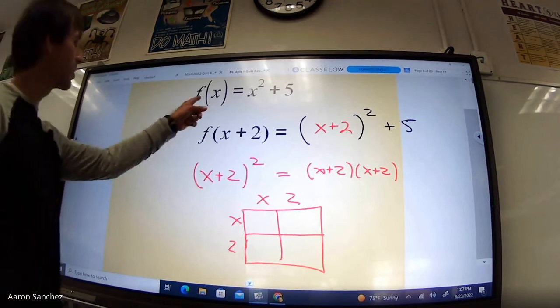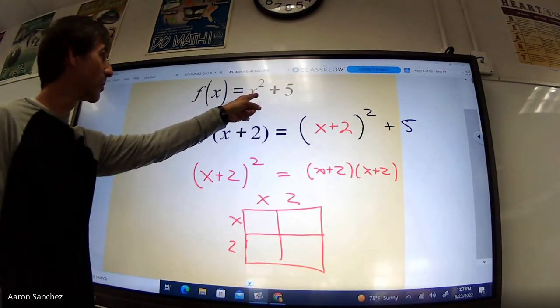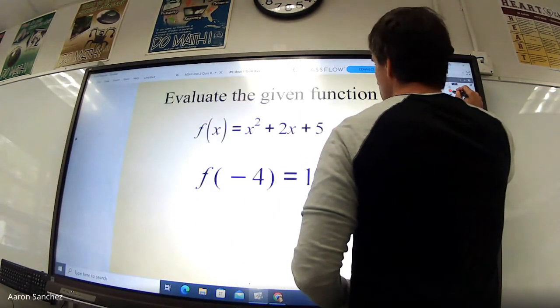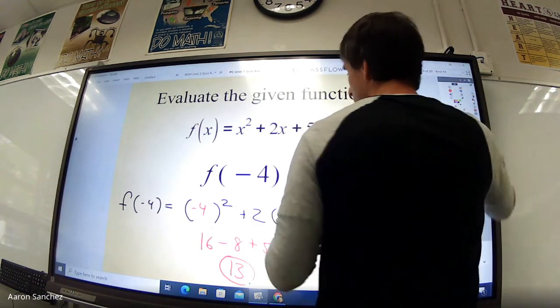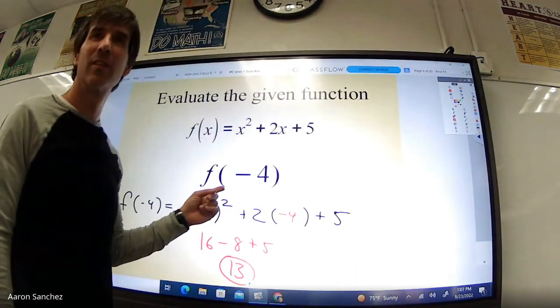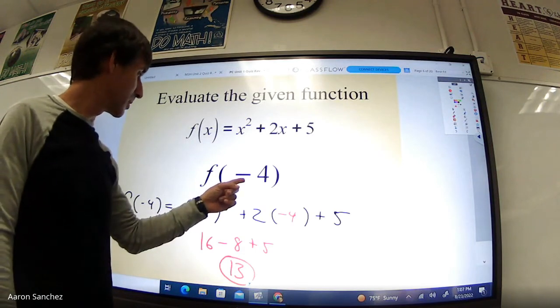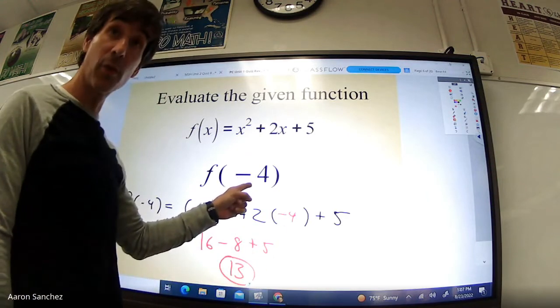Okay, this is your original question, right? F of x equals x squared plus 5. Okay, let me go back. Does this one make sense? Yeah. What's this telling me? To plug in -4, right? Okay. In there's a -4.